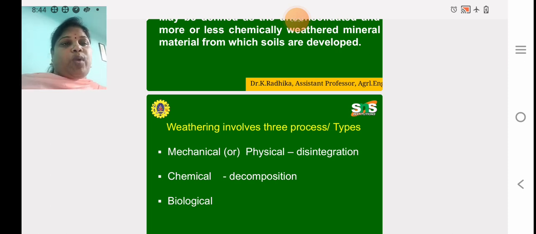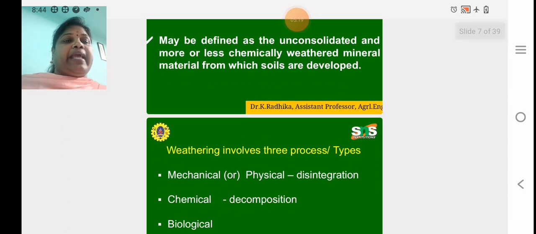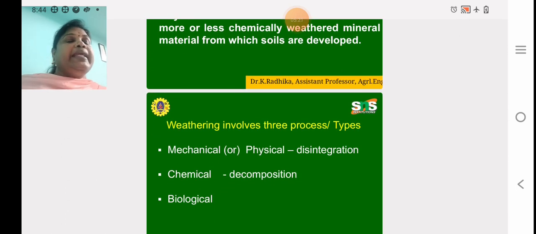These are the processes coming under weathering. Weathering involves only these three processes. In mechanical or physical weathering, disintegration of rocks and minerals happens. Then in chemical weathering, decomposition of rocks and minerals happens.